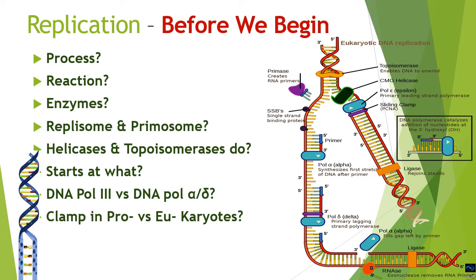So before we begin, if you have come to this lecture directly, you should know about the processes, the reactions taking place in the replication, enzymes involved, what is the difference between a replisome and primosome, what are helicases and their function, and different DNA polymerases in eukaryotes and prokaryotes, and what does the clamp do in prokaryotes and eukaryotes. If you don't know this and you have come to this lecture directly, you have to go through the previous lectures as well to know all about it.